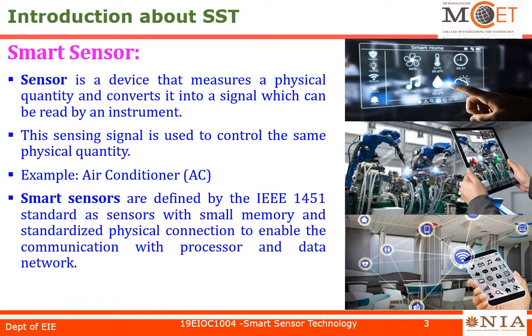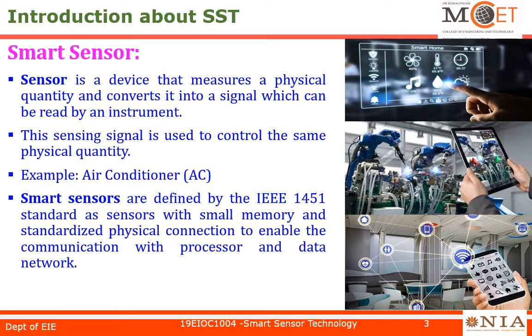Smart sensor. Before moving to what is smart sensor, let us see what is sensor. A sensor is a device that measures a physical quantity and converts it into a signal, that is an electric signal, which can be read by an instrument. So for any measurement device or any automated device which is going to control certain tasks automatically, without a sensor, we cannot measure the physical parameter and control the particular parameter.